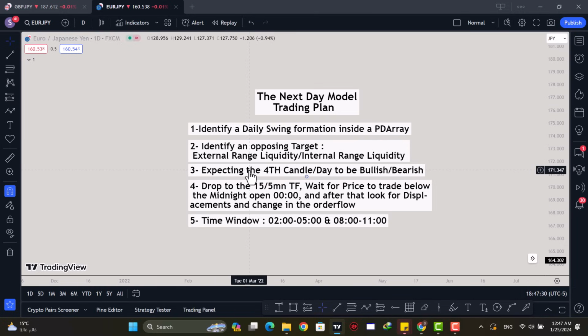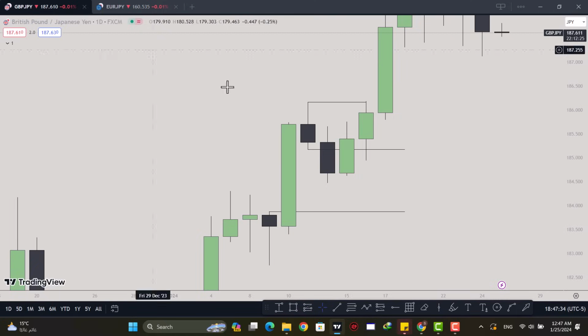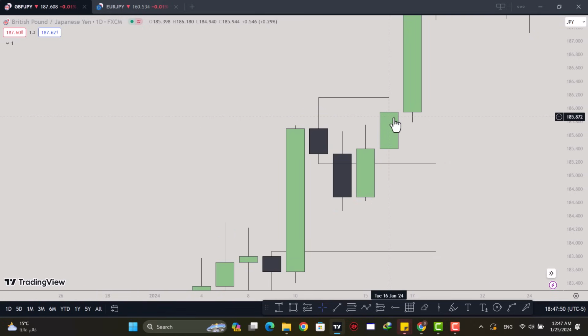Now we are expecting the fourth candle to be bullish. In our case, we have a bullish example. So this one, 1, 2, 3. So this candle, we are expecting it to be a bullish candle. Now, we don't know that it's going to be for sure a bullish candle. So imagine that we don't have this candle right here. We only have the conclusion of the fourth candle to be bullish.